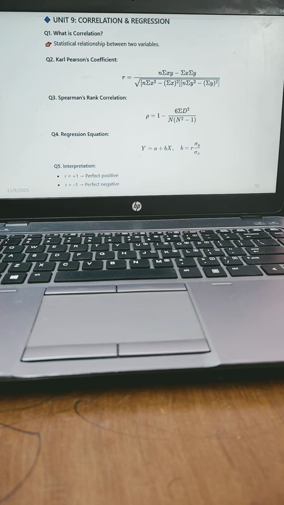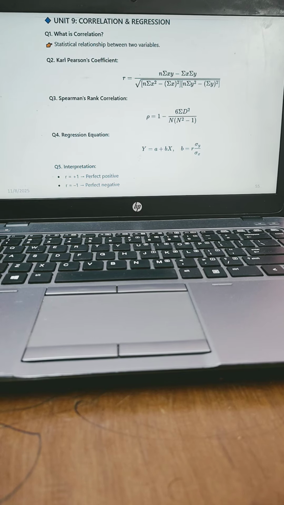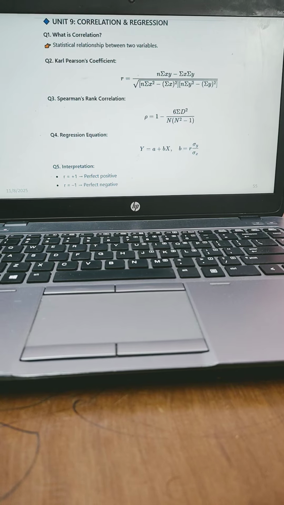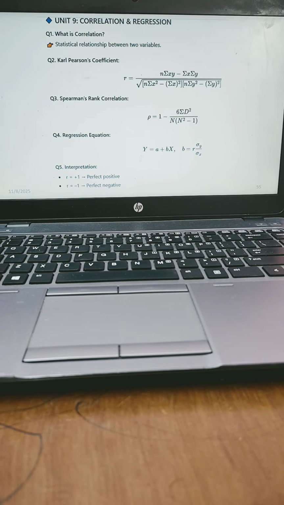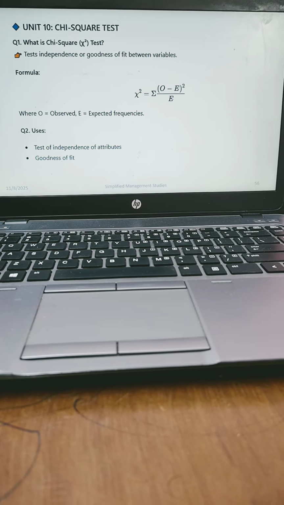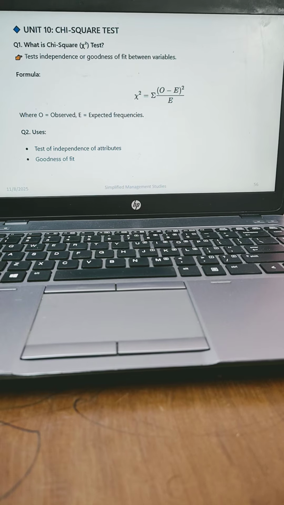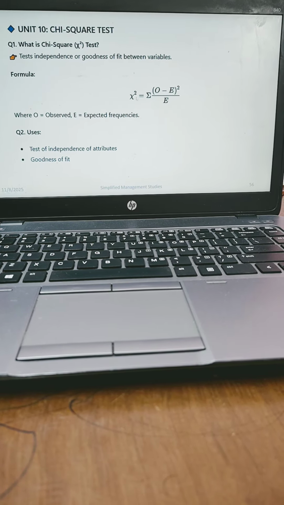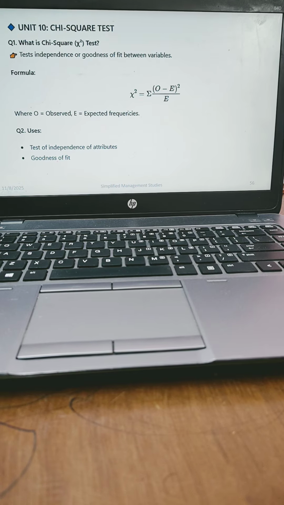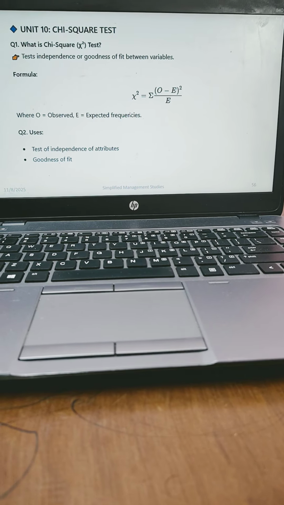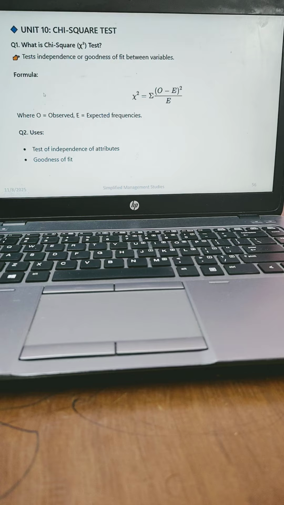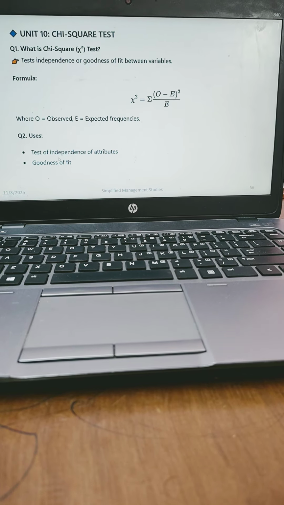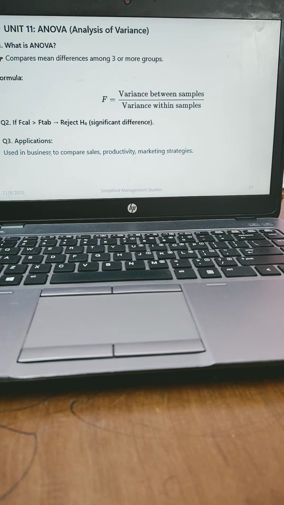Now you will come to know about correlation and regression. How do you calculate the Karl Pearson coefficient? How do you calculate the regression? What is the meaning of interpretation? Then the importance of chi-square test, definition with the formula, and how to calculate it, like to accept and reject hypothesis by using chi-square test. And you will come to know about the test of goodness of fit, that is very important from a statistical point of view.